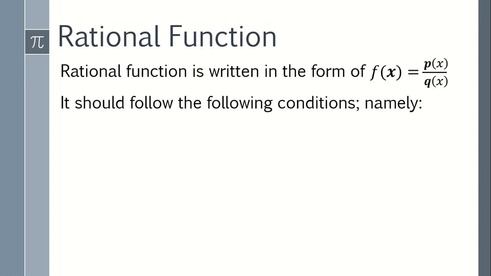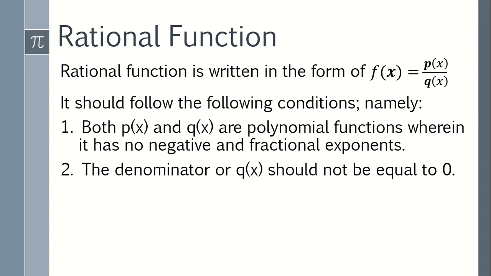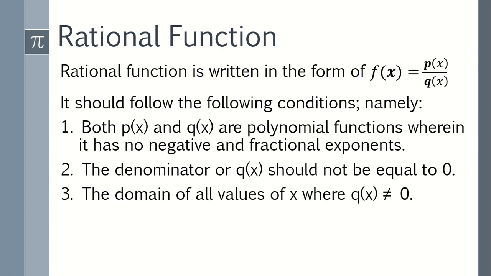Rational function is written in the form of f of x, or function of x, equals p of x all over q of x. It should follow the following conditions. Number one, both p of x and q of x, or numerator and denominator, are polynomial functions, wherein it has no negative and fractional exponents. Okay, don't forget. Then the denominator, or q of x, should not be equal to 0, or else it will be undefined. And then the domain is all values of x where q of x is not equal to 0.